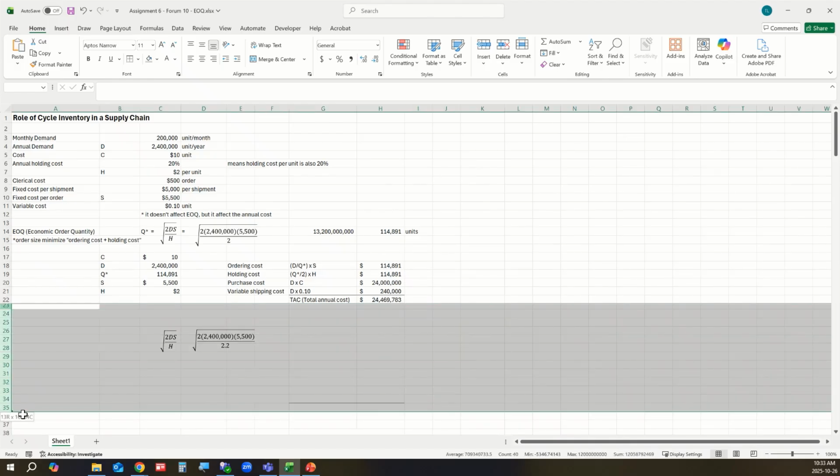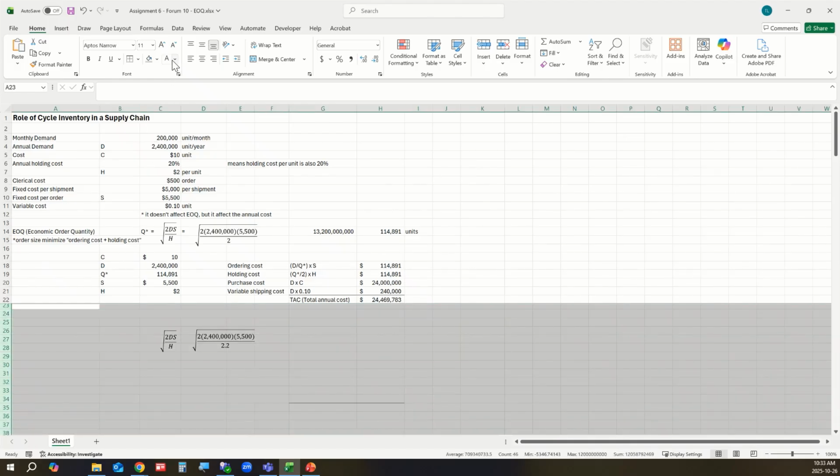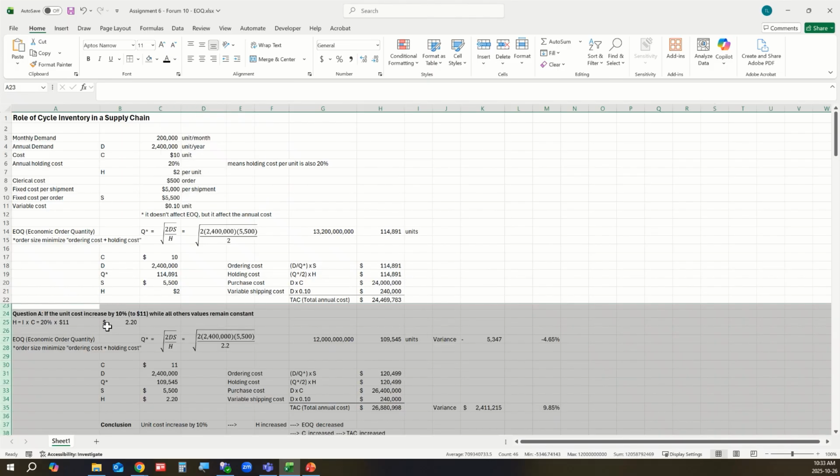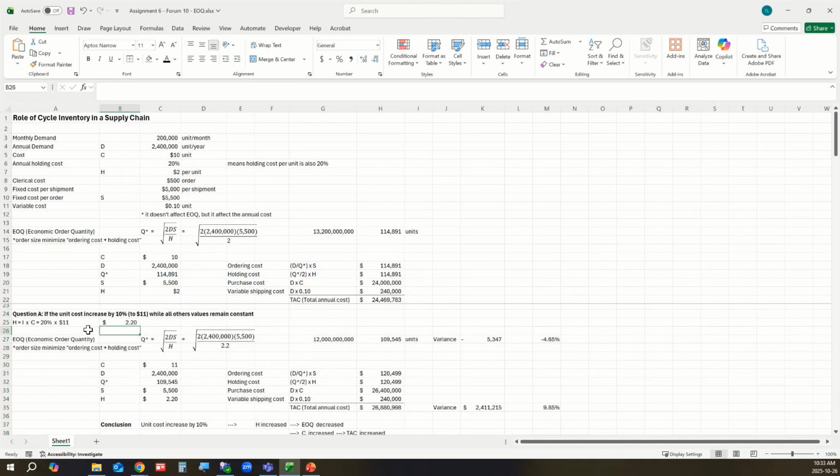So now we will start with question A. In question A, they ask what happens if the cost increases by 10%. So the cost increases by 10%, which means it will change from $10 to $11. So the cost increase will affect the holding cost. The holding cost now will be equal to $2.20.